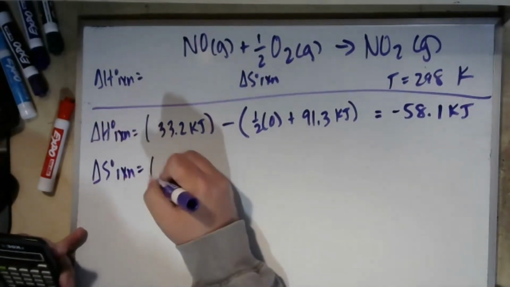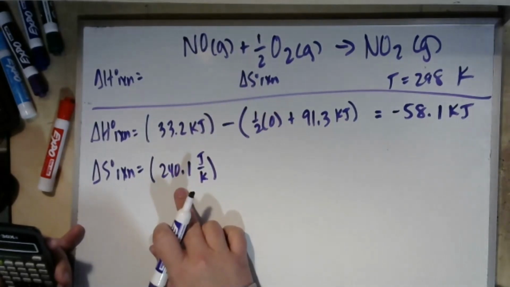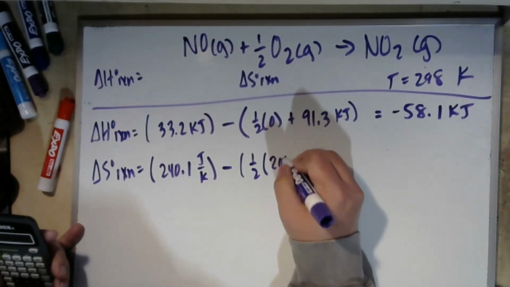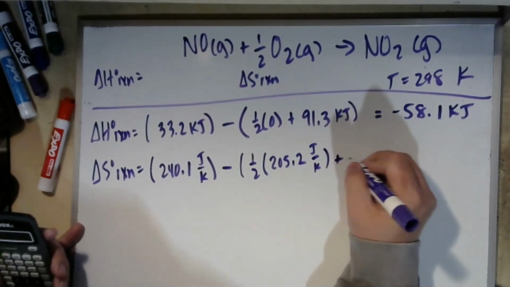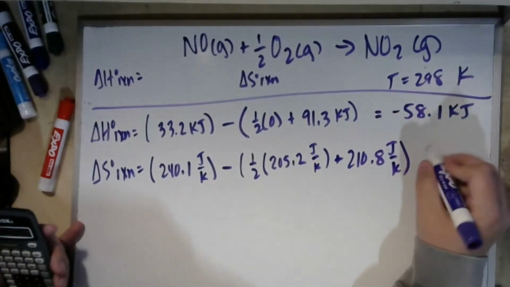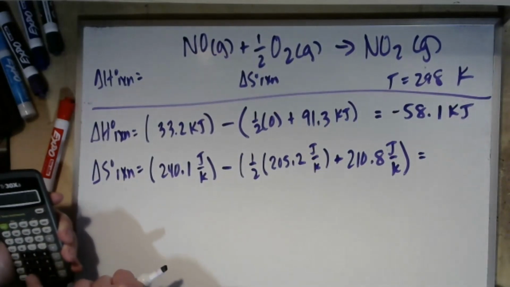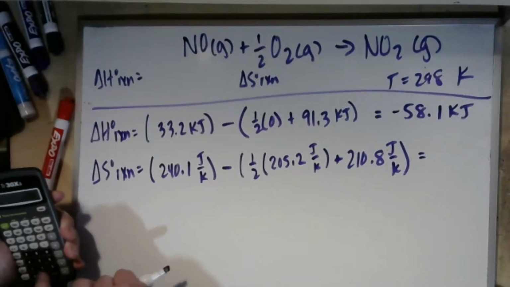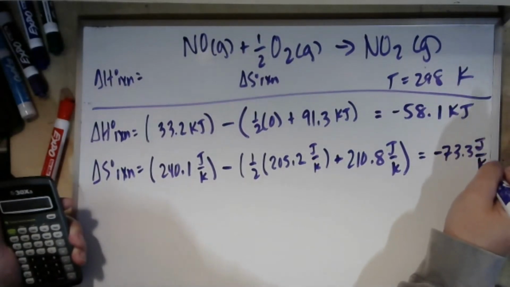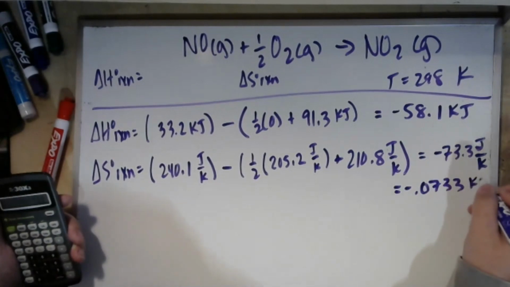Okay, and for delta S, we're going to have 240.1 for the SO2 minus 1/2 of 205.2 plus 210.8. And we get negative 73.3 joules over Kelvin, which we're going to turn into kilojoules. So that's going to equal negative 0.0733 kilojoules per Kelvin.